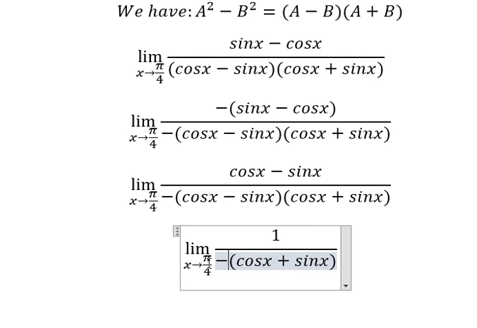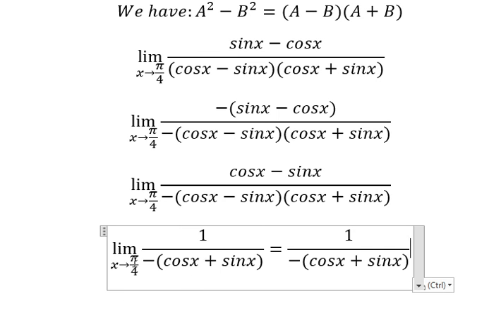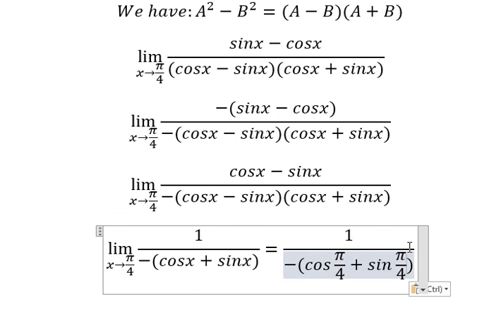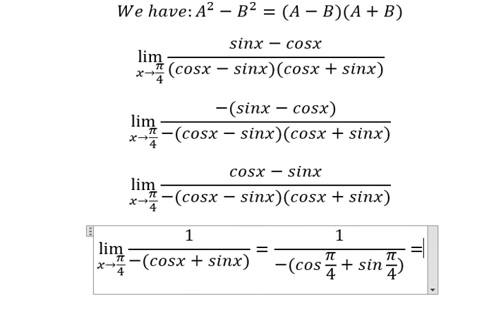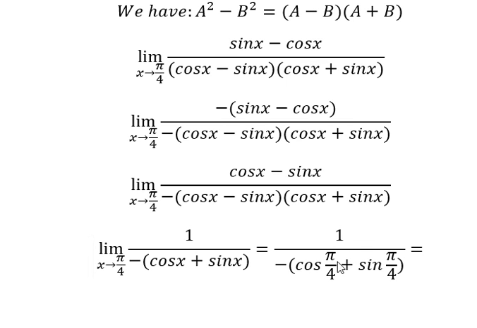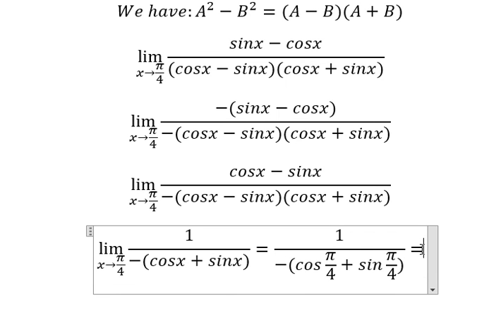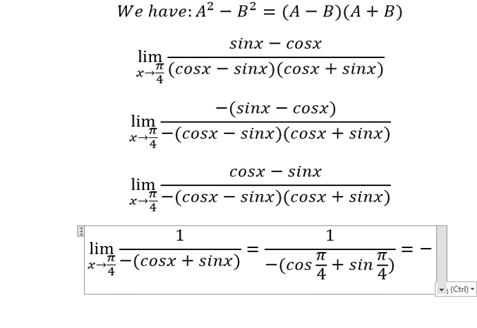Next, I will put pi over 4 going here and here. So we have the final answer. And that is the final. And we have the negative of the square root of 2 over 2.